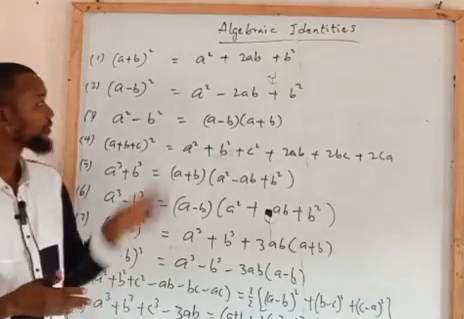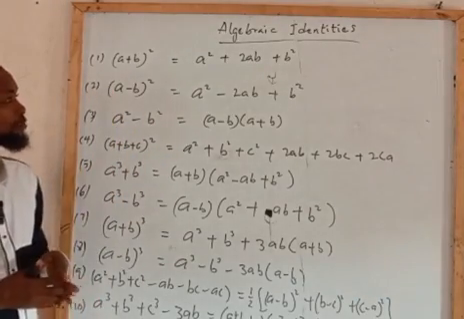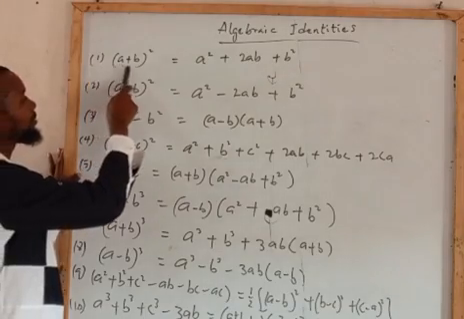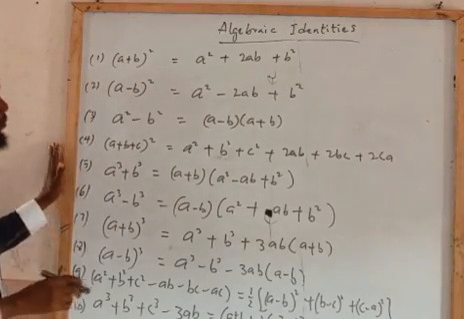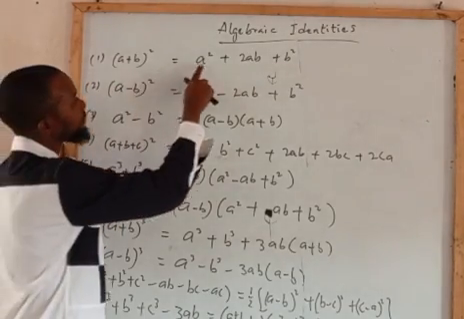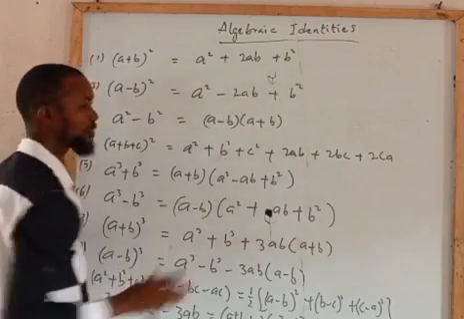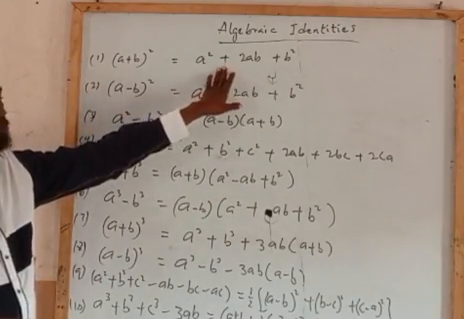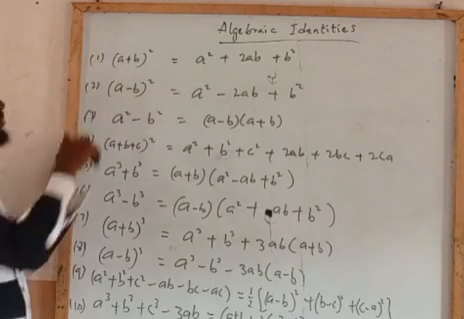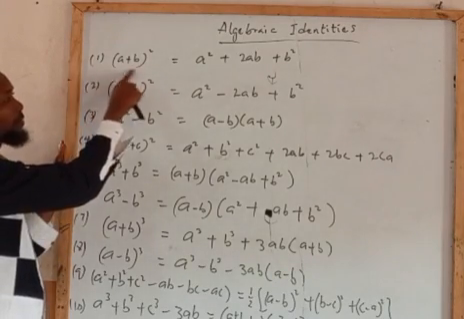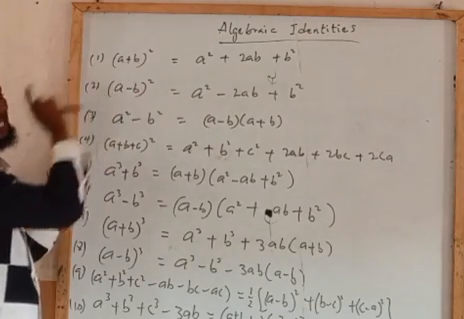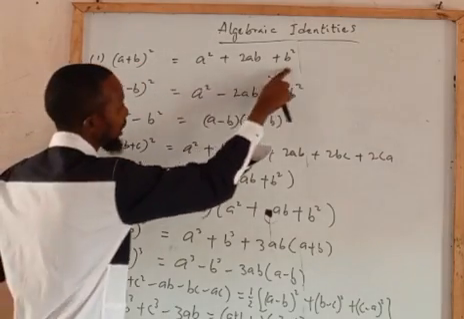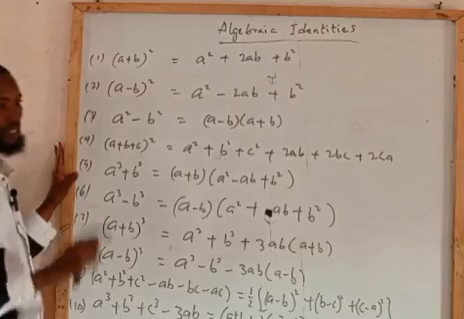So I'm going to begin from the first one on the list here. The first one talks about a plus b raised to power 2, which has a value of a squared plus 2ab plus b squared. This one is very easy to verify. To verify it, we simply apply our Pascal triangle system of expansion, and when we apply that, it gives us this result.